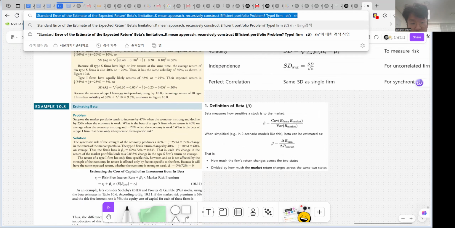And when estimating beta, it will be the difference between each of the assets and divided by each of the portfolio.